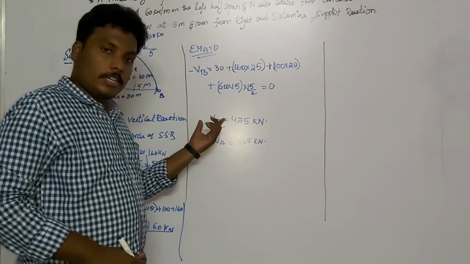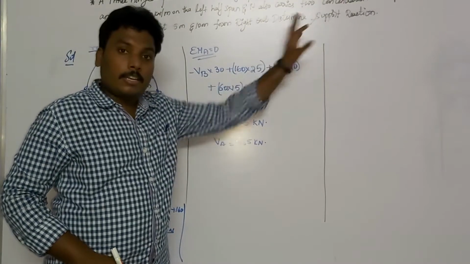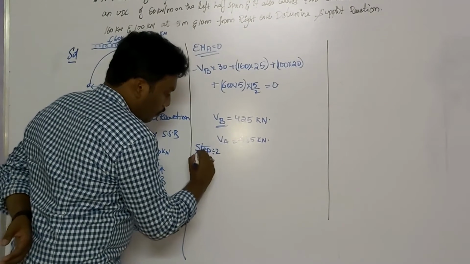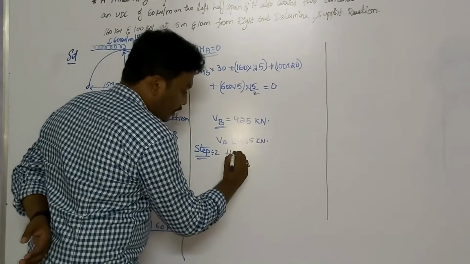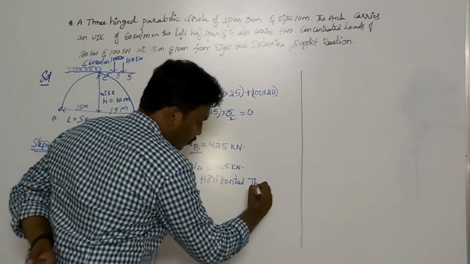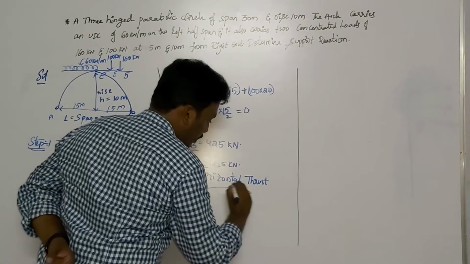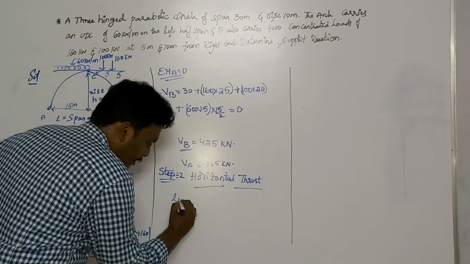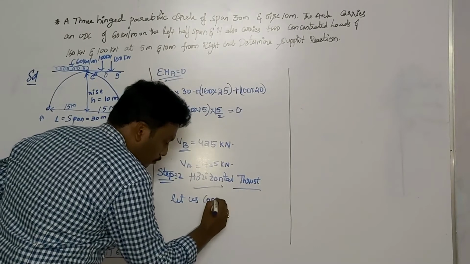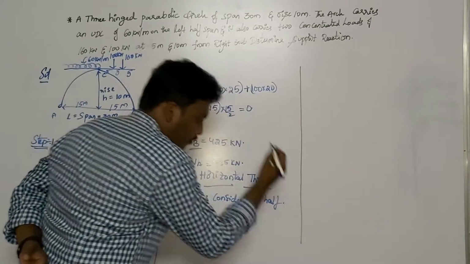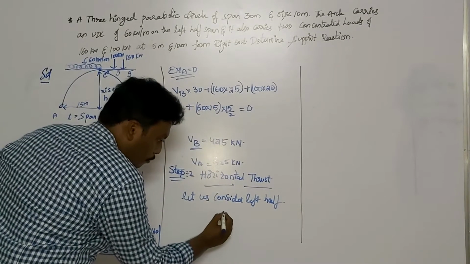So VA and VB are done. What is remaining in the reactions? Step 2. We need to calculate horizontal thrust. Horizontal thrust. So we should consider the left half portion. Let us consider the left half. So indicating the left half portion.